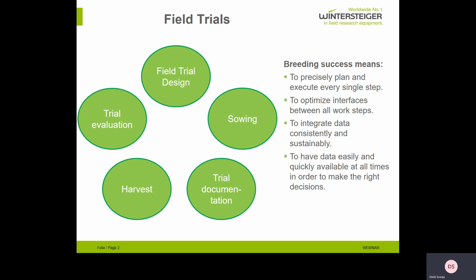Sowing is followed by the documentation of a field trial. That means the collection of further data, such as rating data, possibly supported by computer-aided rating via drones or field robots. As a fourth step, harvesting follows. This is done by a plot combine harvester, which collects crucial data for each plot. When all the data are collected, the data are evaluated. Based on the outcome, it is decided for each individual genotype how to proceed.